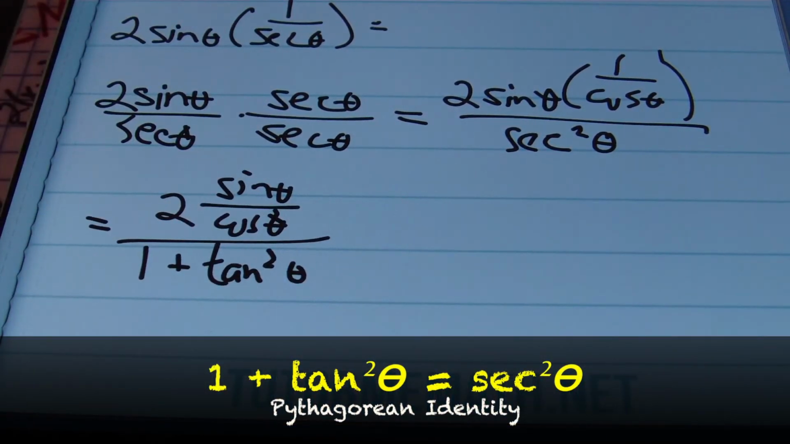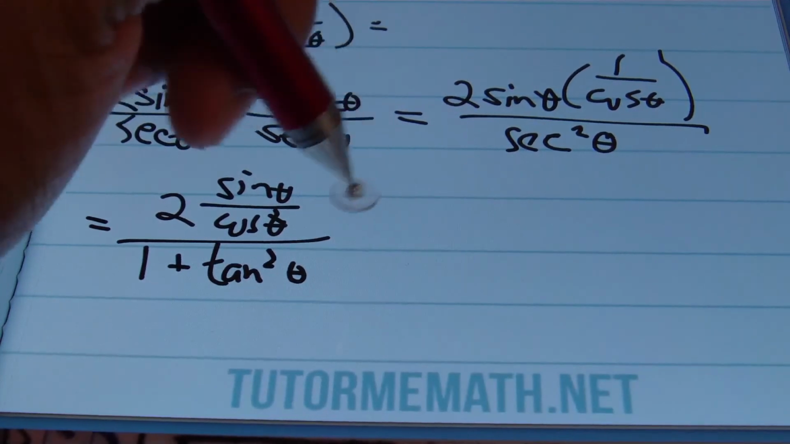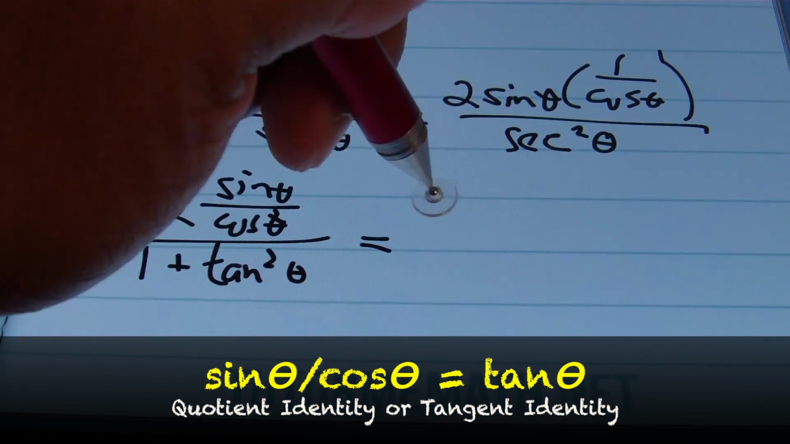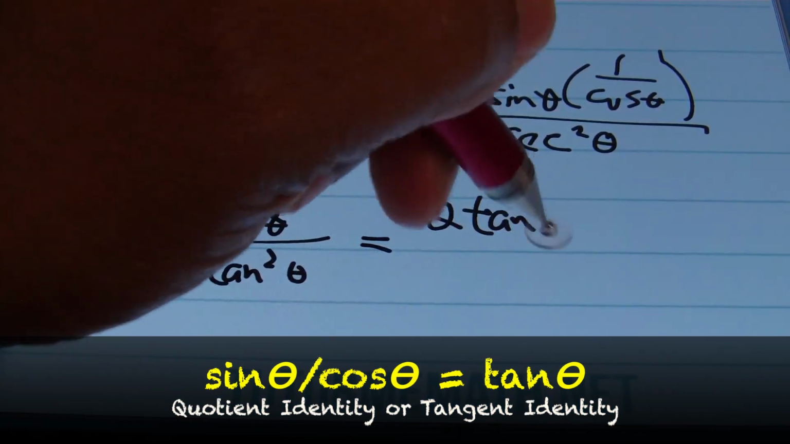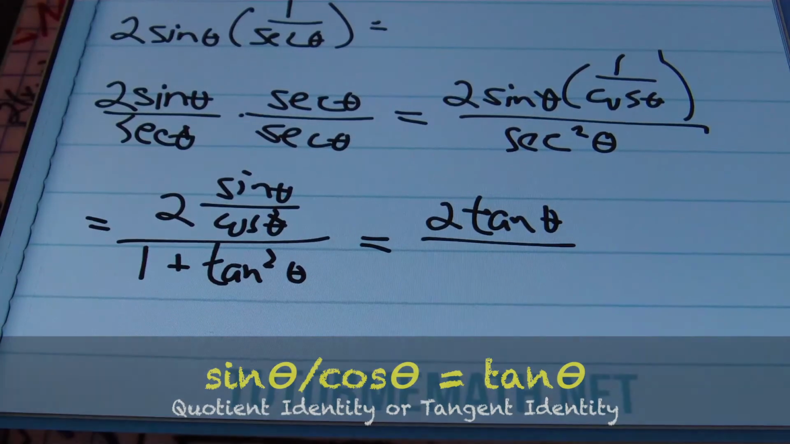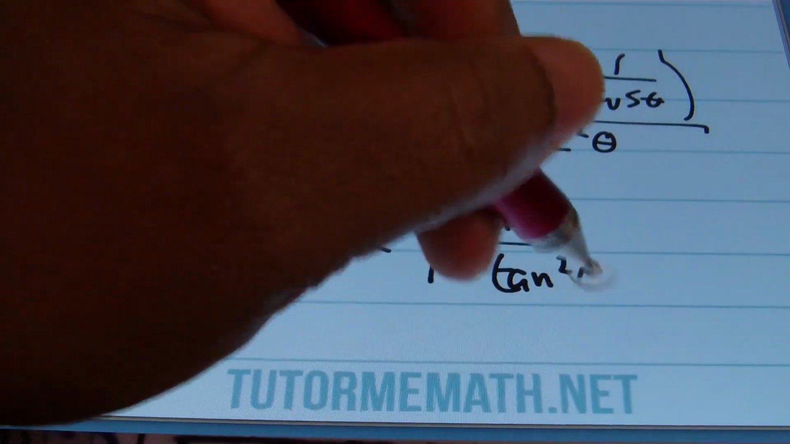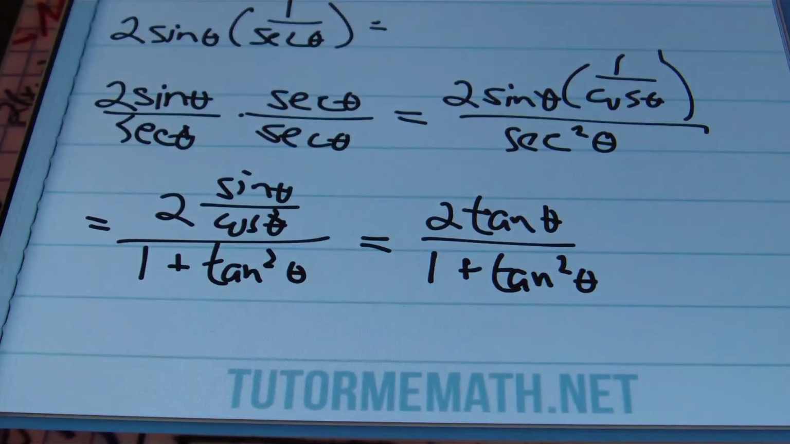We know using our quotient identity that sine theta over cosine theta is tan theta. So we'll have this rewritten as 2 times tan theta over 1 plus tan squared theta. All right, and this verifies our identity, ladies and gentlemen. We were able to rewrite the left side into the right side. Done and done. So this completes part 2 of verifying trigonometric identities from Fort Bend Tutoring, ladies and gentlemen.